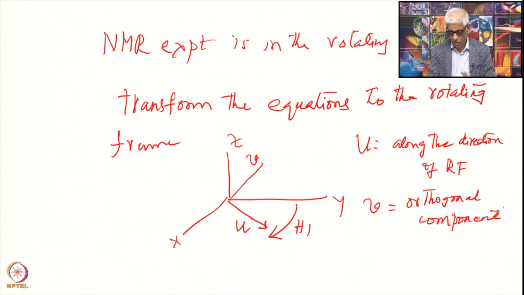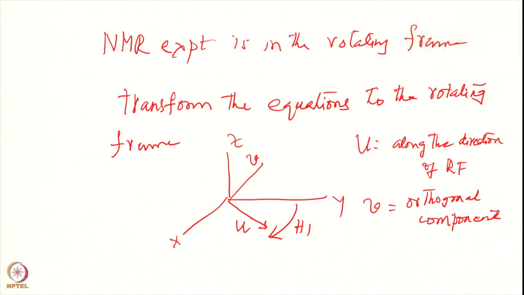So, this is the mathematical operation to transform it. You have the magnetization M, which you can write in the laboratory frame as Mx, My, Mz, or you can write in the rotating frame as U component, V component, and the Z component, which is Mz only. The Z component does not change, and that is the U component. So, now I make this transformation.